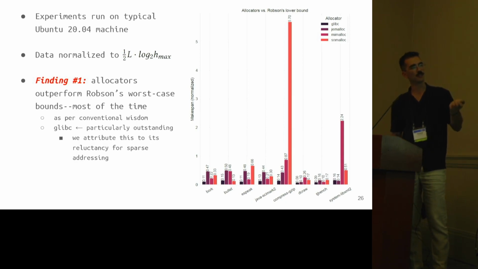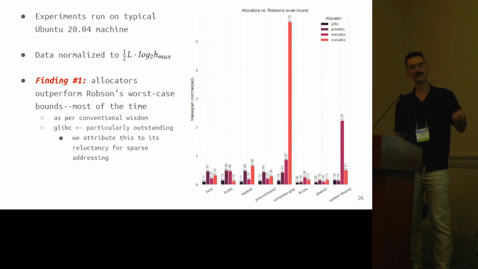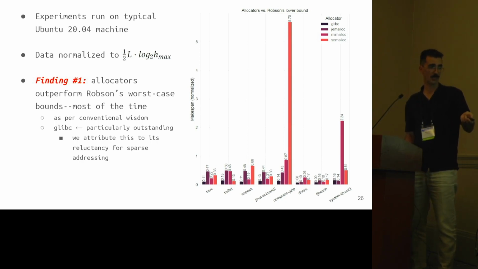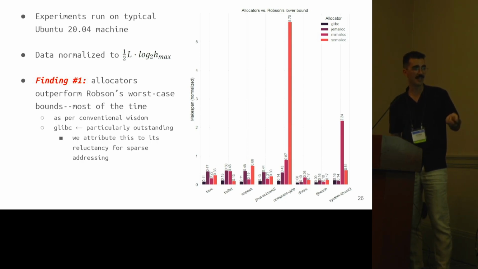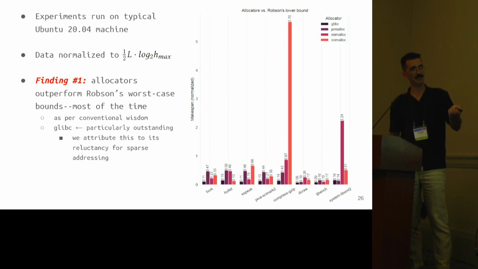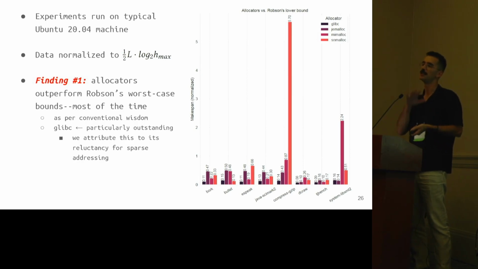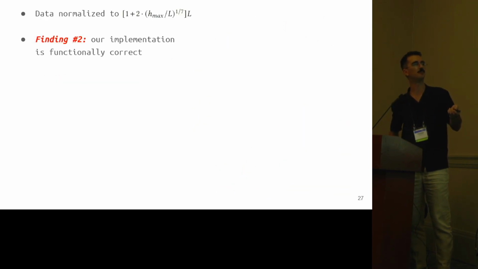And as conventional wisdom already tells us, we validate that most of the time, most of the allocators vastly outperform the lower bounds of Robson. And the particularly outstanding case is glibc, which is consistently very much better than the lower bound. We tried to explain it by manually inspecting the placements, and we saw that glibc is very reluctant in employing sparse addressing, so it produces, by default, much tighter placements.